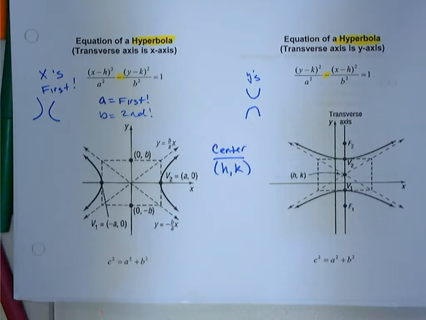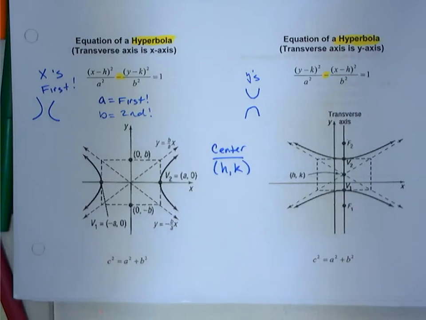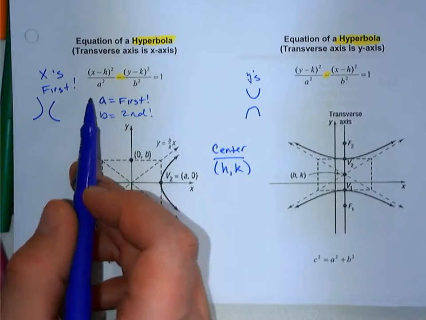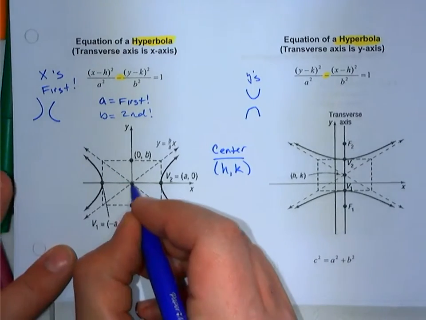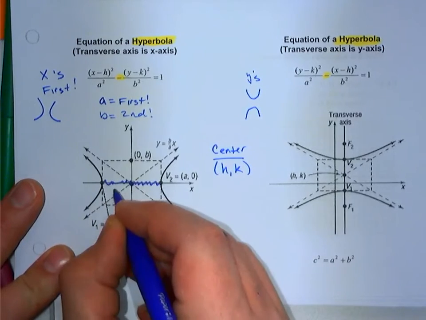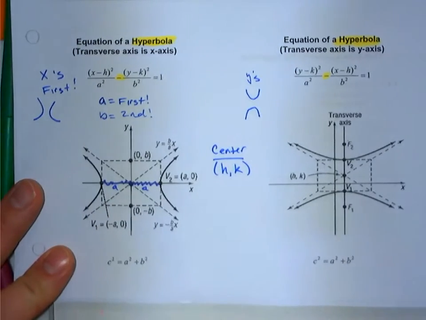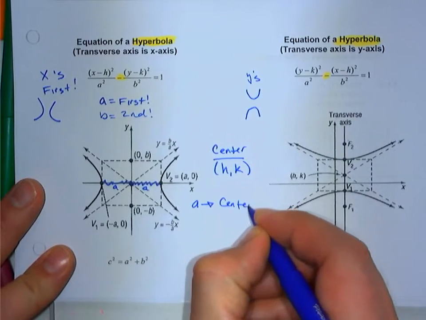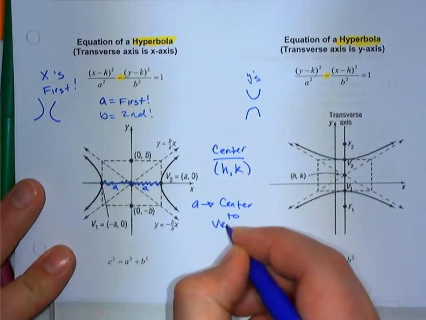So that stuff has not changed since I introduced this in chapter 1 when we talked about circles, h and k. It's always opposite of what you see. H is with x, k is with y. A is the first guy, and A is from the center to those vertices. So that's a distance of A. Okay? So center to those vertices.